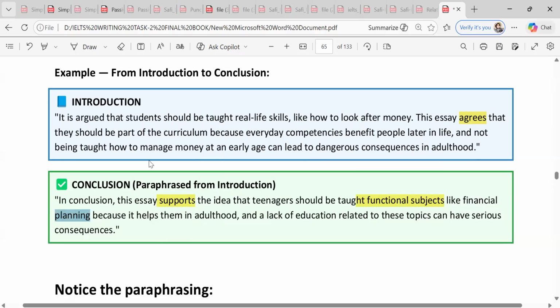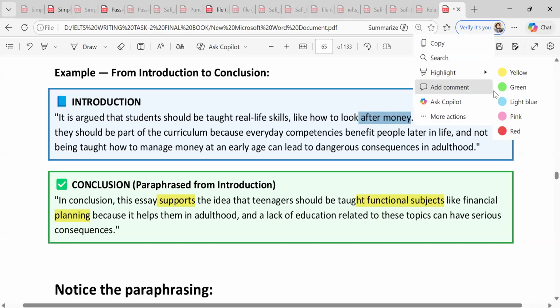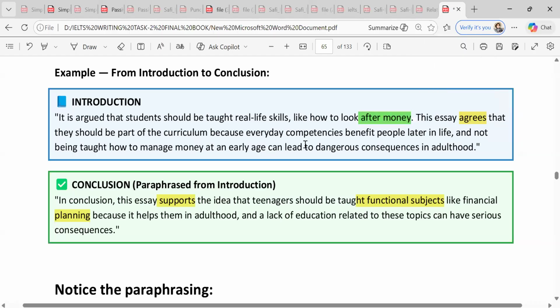Now, if you focus on the question here, the essay agrees it should be part of the curriculum because everyday skills help, and they haven't even mentioned how to look after money. So how to look after money, we have changed to what? Financial planning. And here we have the "because" part. Because everyday competencies benefit people later in life, and we have because it helps them in adulthood.